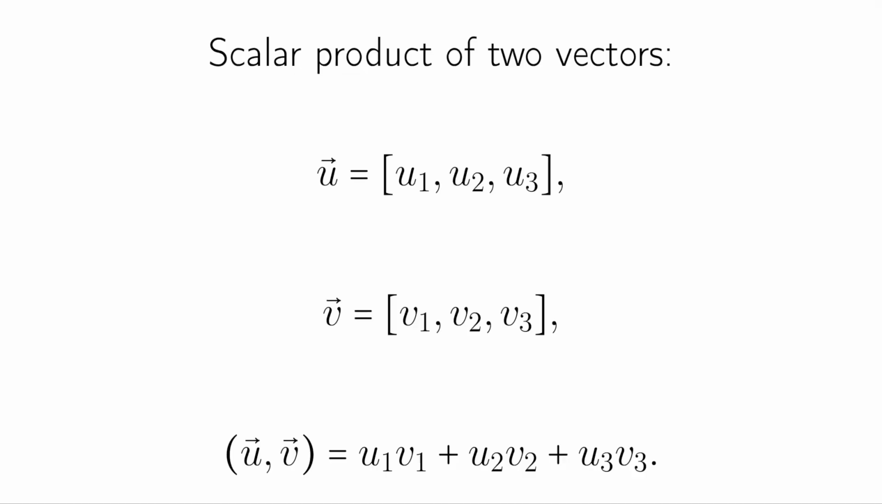In the next example, we will calculate the scalar product or dot product of two vectors. Let's recall the definition. For vectors u and v with components u1, u2, u3, and v1, v2, v3, their dot product is given by u1 times v1 plus u2 times v2 plus u3 times v3.